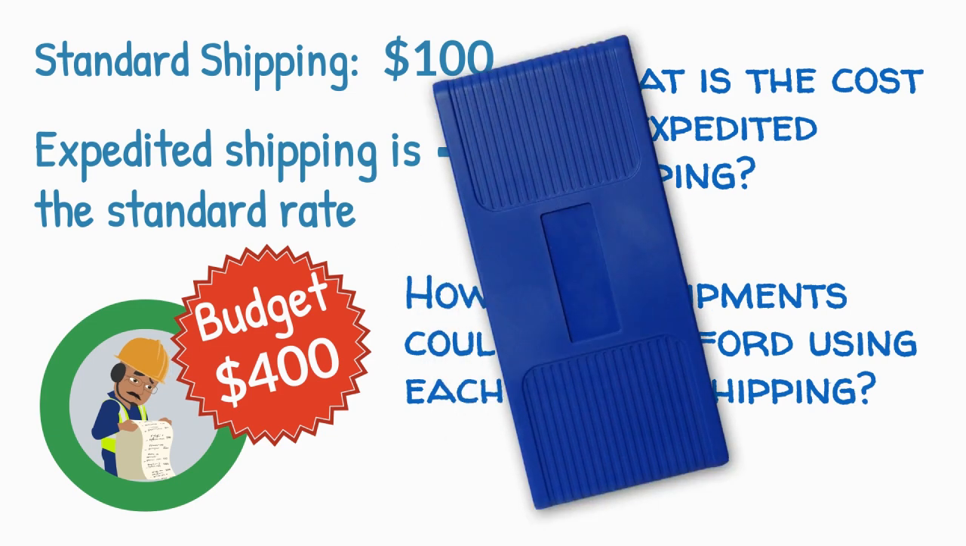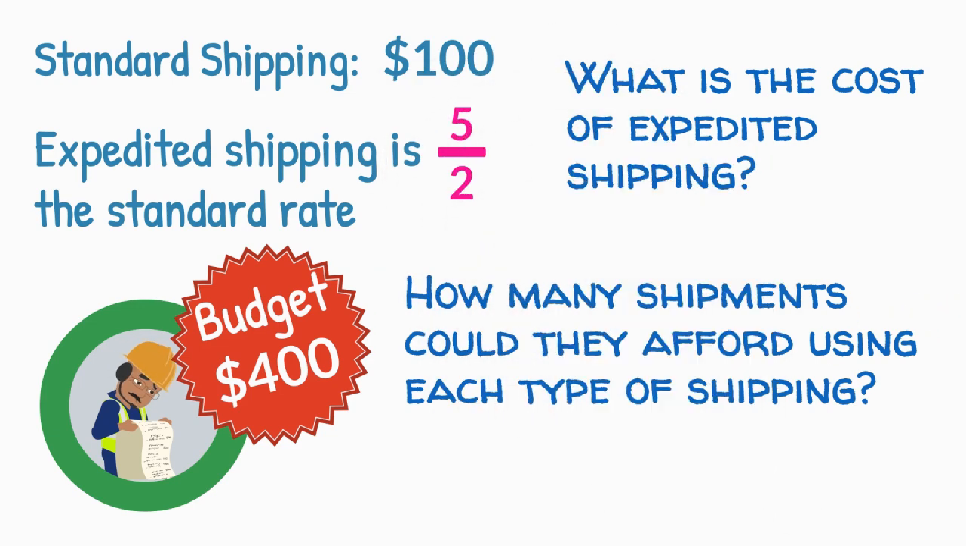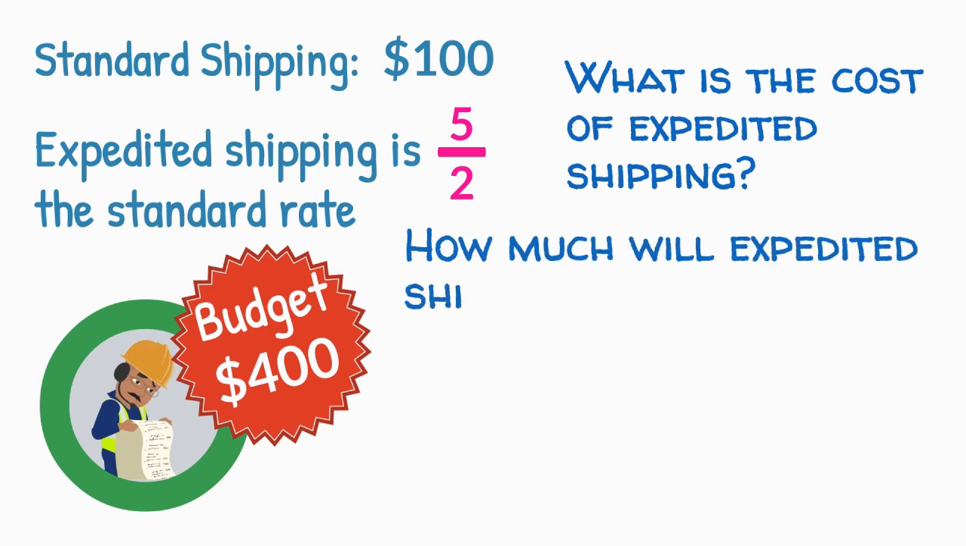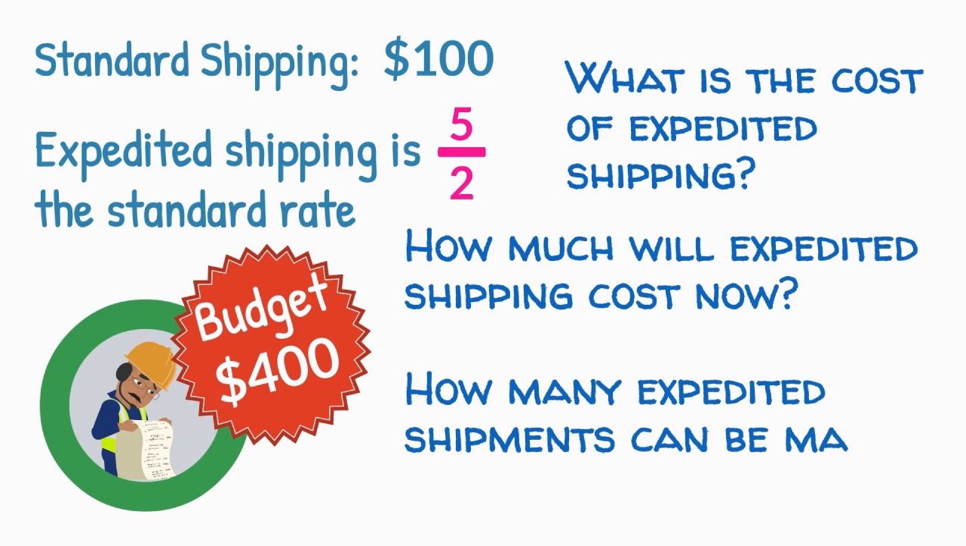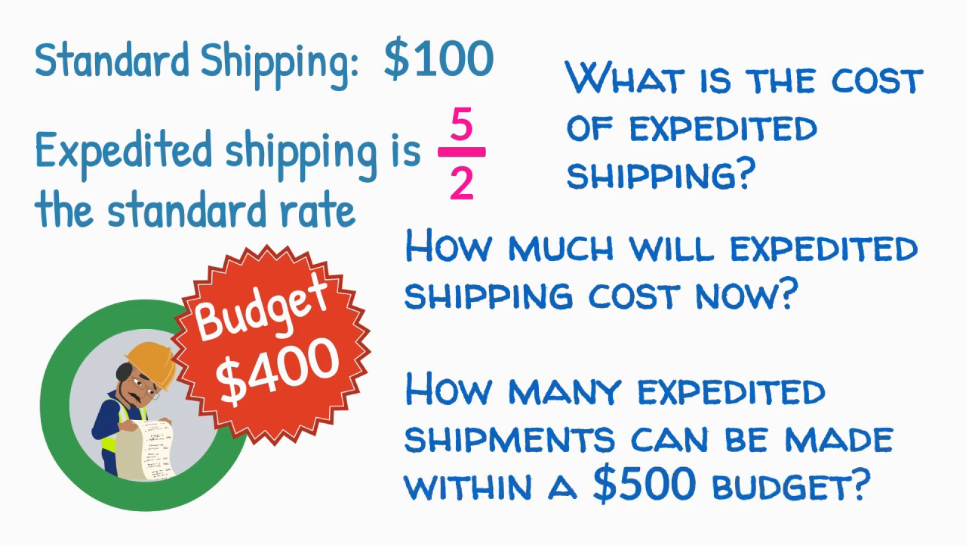Suppose the expedited rate increases to 5/2 the standard rate. How much will expedited shipping cost now? How many expedited shipments can be made within a $500 budget?